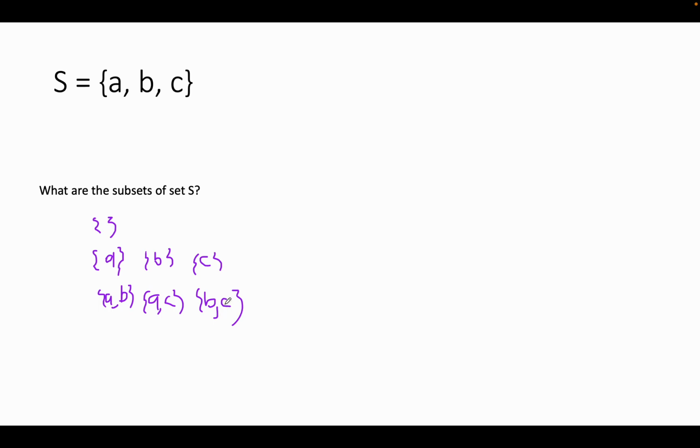Notice that I don't take the time and go C, B. If I have it once, the order of the elements does not matter, as long as the elements are present. All right, then I ended up with A, B, C.